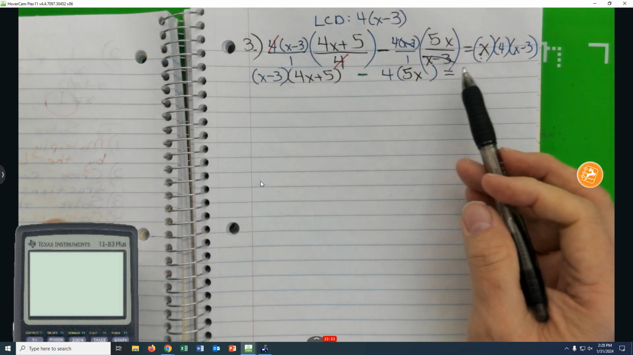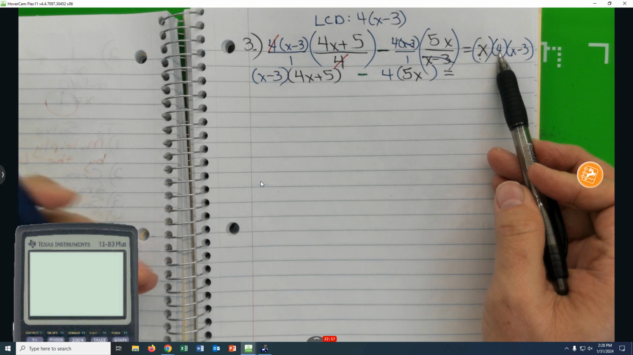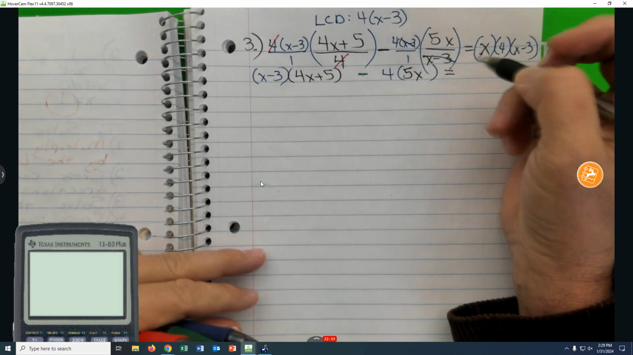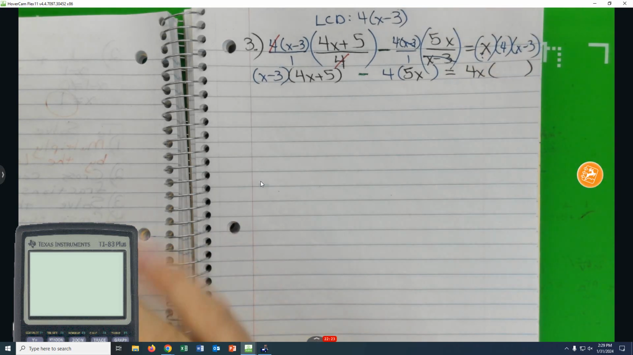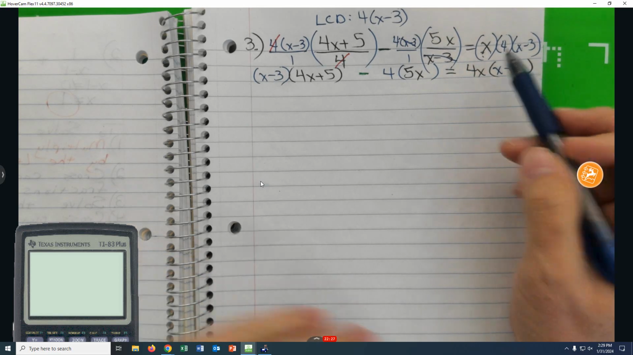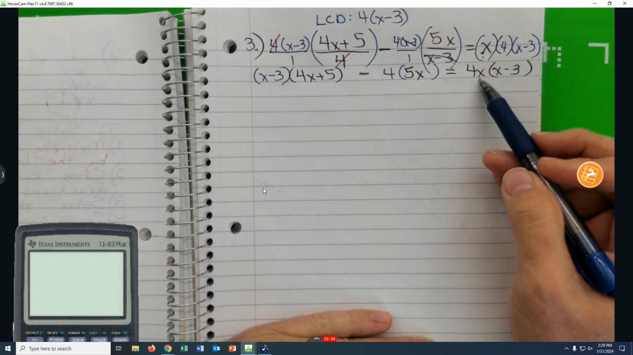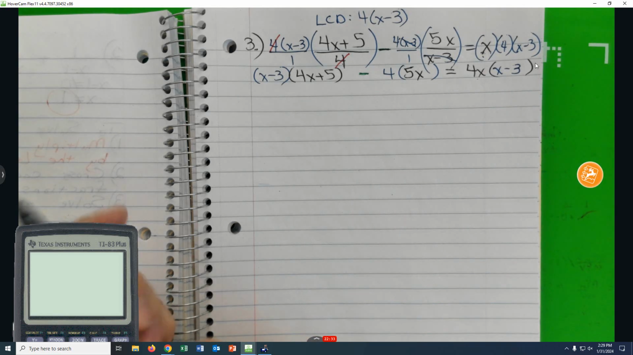To multiply, you just multiply from left to right. X times 4 is 4x. So you have 4x that you're going to have to distribute over x minus 3. Did y'all follow my logic there? X times 4 is 4x. I'll distribute in a moment. So you're going to distribute here.